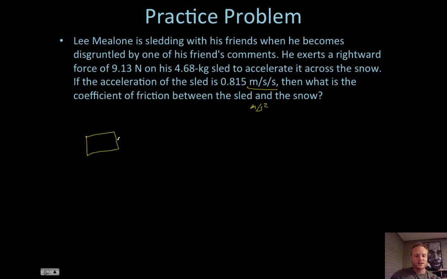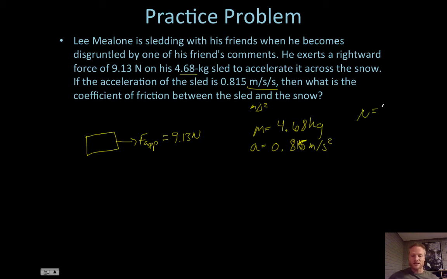Well, this guy exerts an applied force of 9.13 newtons, and we know that the mass of this sled is 4.68 kilograms. And the sled accelerates with an acceleration of 0.815, that's supposed to be a 5, sorry about that, meters per second squared. That's basically what we know, and we're trying to find out the coefficient of friction between the sled and the snow. So we're looking for mu.